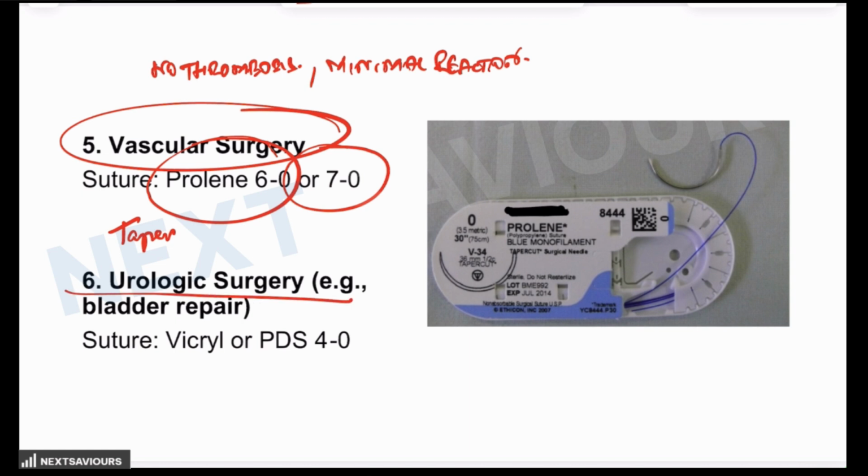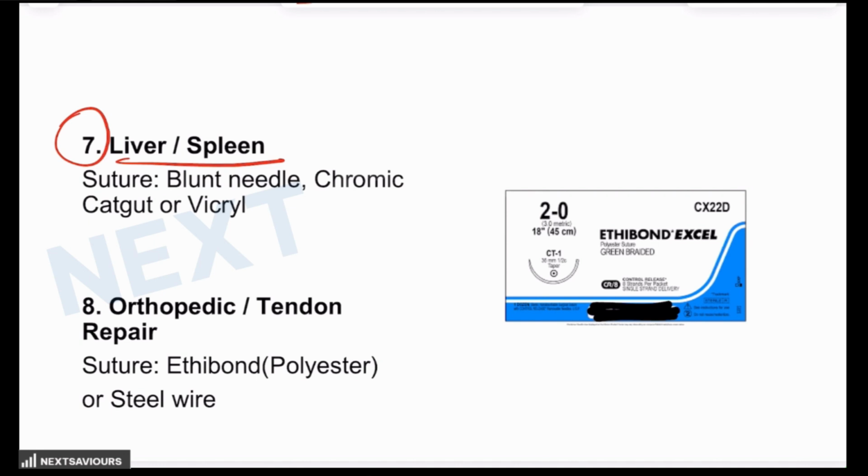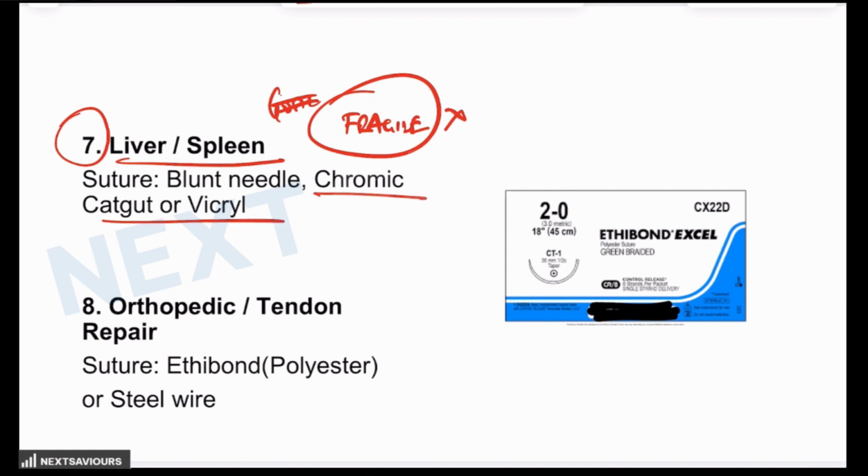For urological surgery, like for bladder repair, the suture which is used is Vicryl or PDS 4-0. The reason, these are absorbable, they are soft, and they are non-irritant. For liver or for spleen, the goal is to avoid tearing the fragile tissue. We have already talked about that there should be no tearing because these are the fragile tissue. So the tearing of the fragile tissue has to be avoided, and that is the reason why a blunt needle, chromic catgut or Vicryl is utilized because blunt needle avoids slicing through the soft tissues.